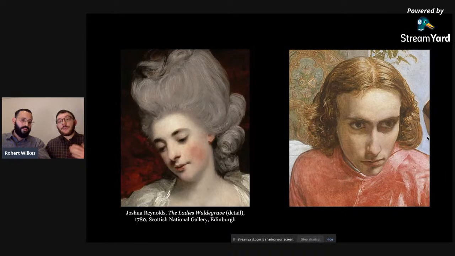Whereas on the right, you have the detail from Millet, where you have this very harsh overhead lighting. And this very meticulous way of painting the hair, for example.